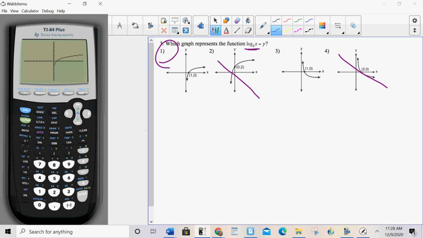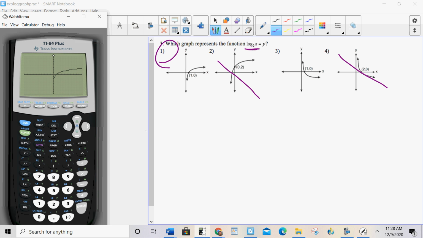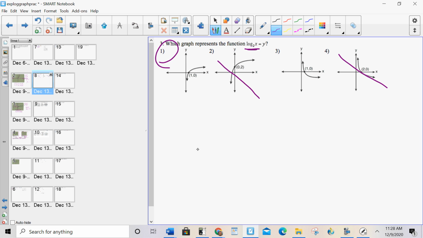Now again, understand that it's hard to see in the picture, but there's an asymptote, and it's getting closer and closer, but never touching the y-axis.